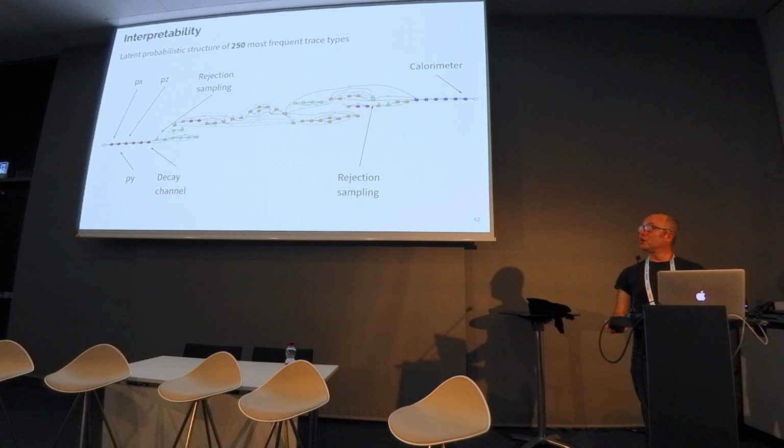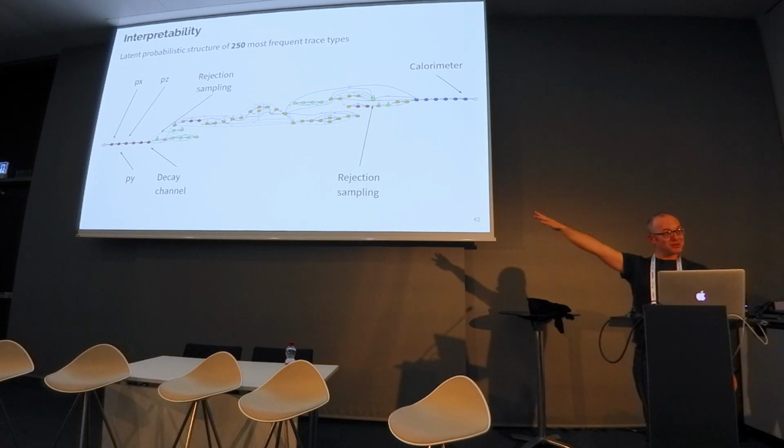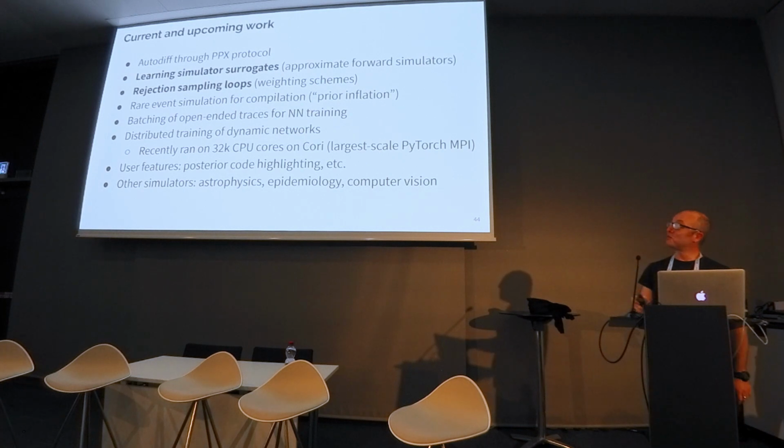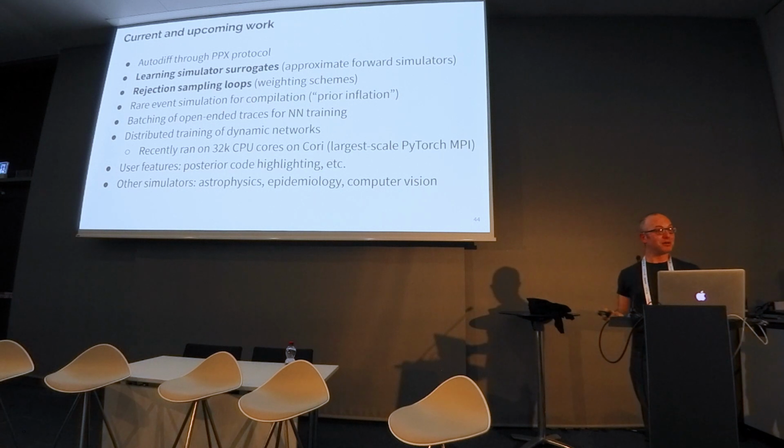But if you have a differentiable simulator, you can still do this type of thing. Actually, one of the things in this list that I failed to mention is the first thing here, autodiff through the protocol. So we can have a differentiable prior, and we can do gradient-based inference in this and stuff like that. So it will be super exciting.